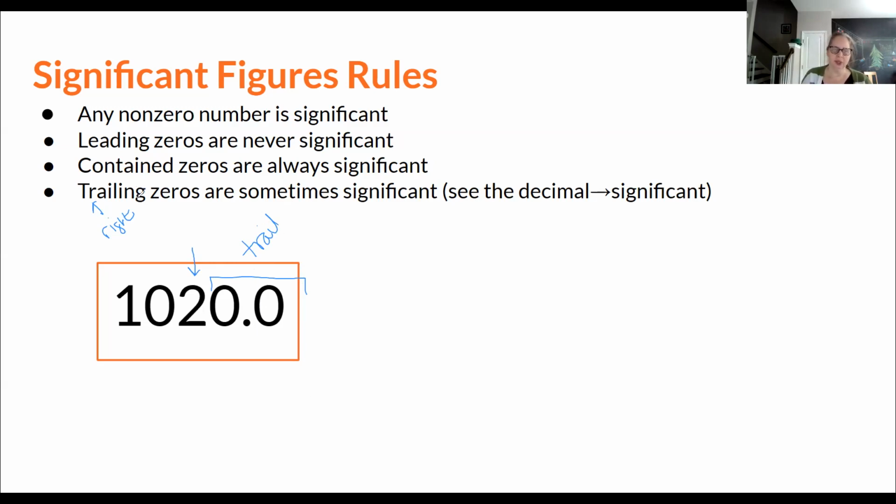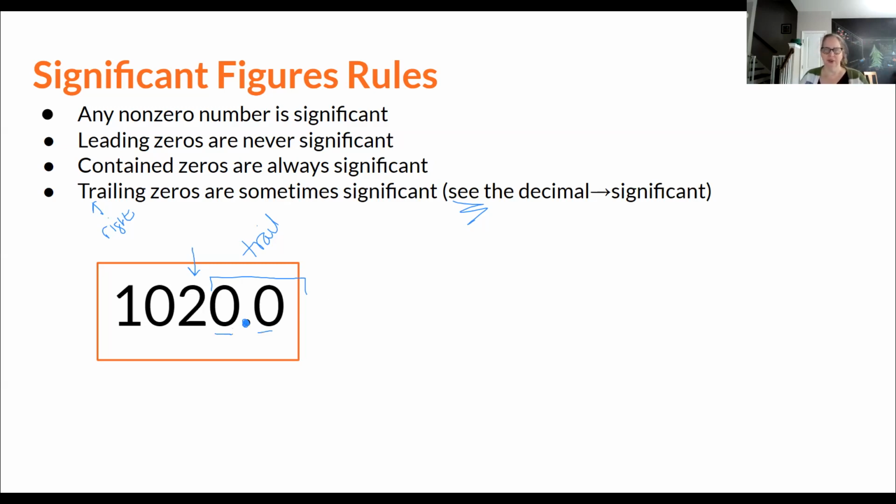And now let's see what's the weird rule with trailing. Trailing zeros are sometimes significant. If you physically see the decimal place, they're significant. The decimal place can be at the start, can be at the middle, can be at the end, anywhere in between. You have to physically see it, not know it's there. You have to physically see it. If you see it, then they are significant.